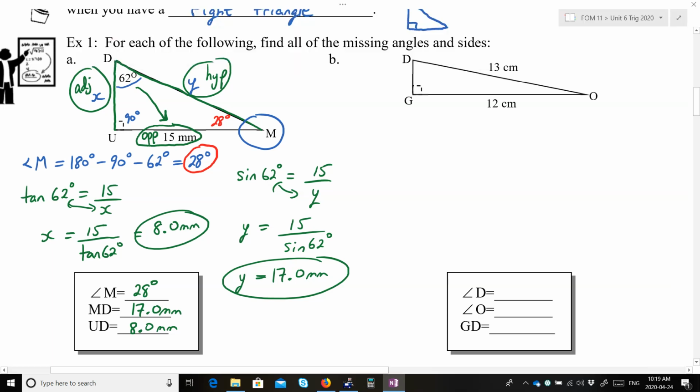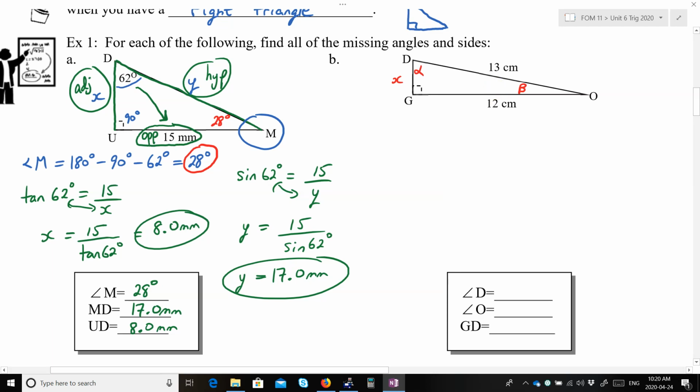Okay, let's try letter B. For each of the following, find all the missing angles and sides. So we've got this 90-degree box here. We don't know this angle, let's call it alpha. We don't know that angle, let's call it beta. And we don't know this side, DG here. Why don't we call it X?